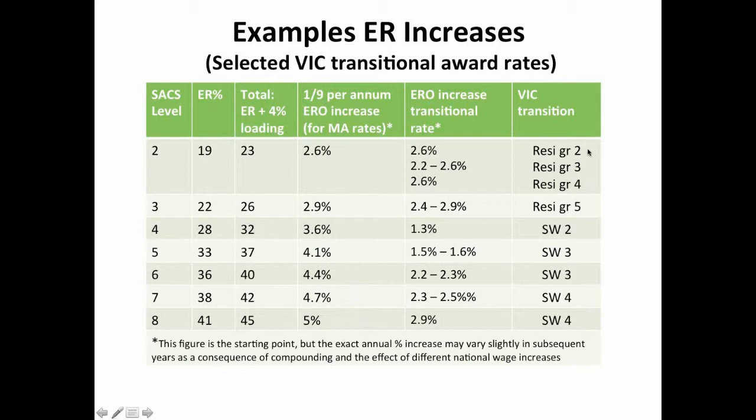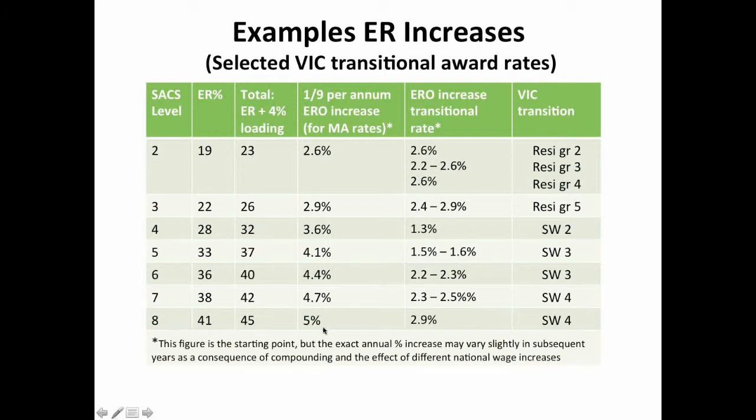However, looking at this example, if you're a Resi grade 2, 3 or 4 that's translated to a modern award level 2, you can see it's possible for these grades to move anywhere from 2.2% to 2.6%. In looking at a social worker, for example, class 3, who translates to a level 5, you can see the modern award will move by 4.1%, but because the SACS VIC starts higher, it's likely that someone classified at that rate will move between 1.5 and 1.6 each December rather than the 4.1.